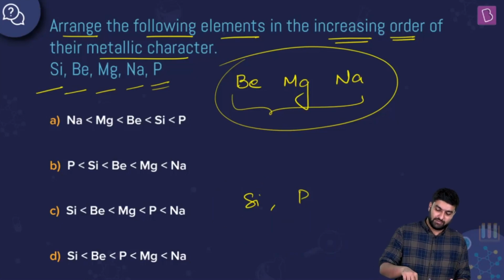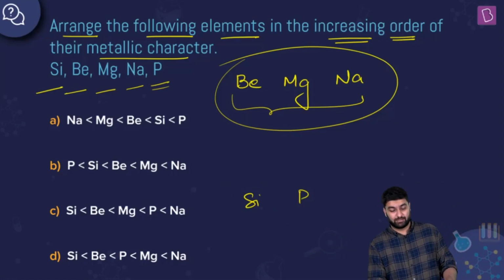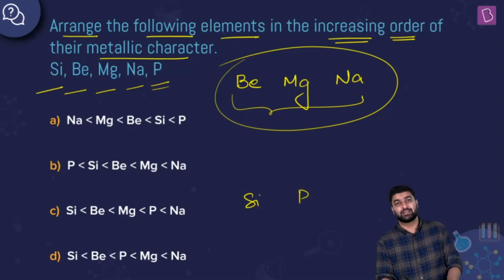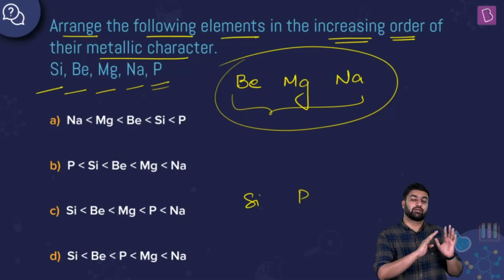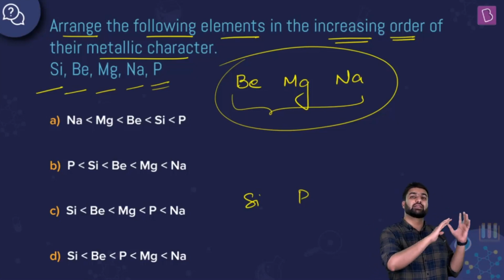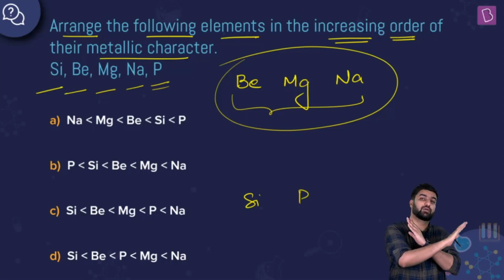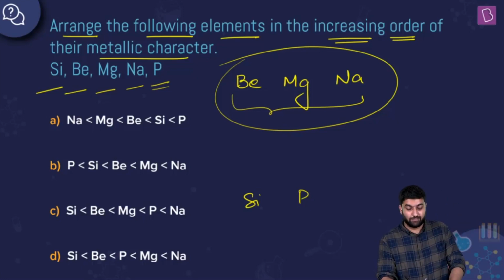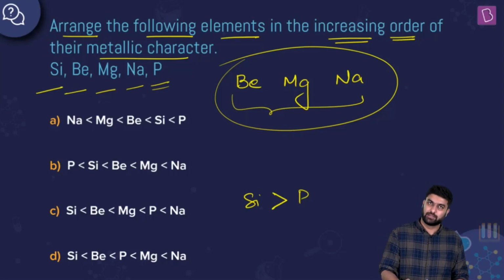But within these two, if you ask me about the metallic character, I would say that between silicon and phosphorus, phosphorus lies towards the more right of the periodic table, right? We have silicon, phosphorus, sulfur, chlorine. So we have silicon, then we have phosphorus. It lies towards more right. And for that reason, the metallic character in phosphorus is less as compared to silicon, right?